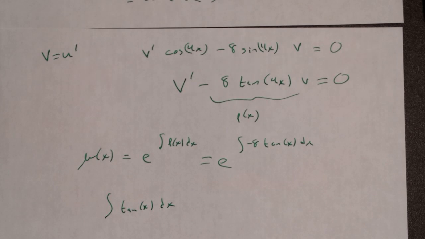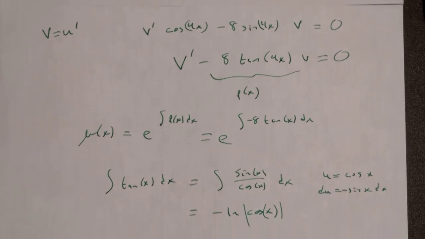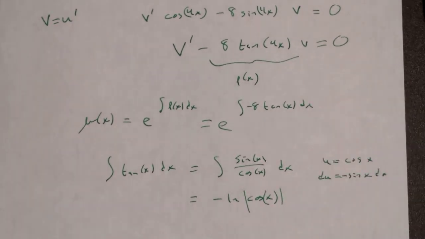Chapter 5, Section 5, substitution. I write tangent as sine of x over cosine of x. And then I do a u sub. The derivative of cosine is sine, so this becomes ln of cosine of x. I'm sorry, derivative of cosine is minus sine. I get negative ln cosine x. That goes up here.